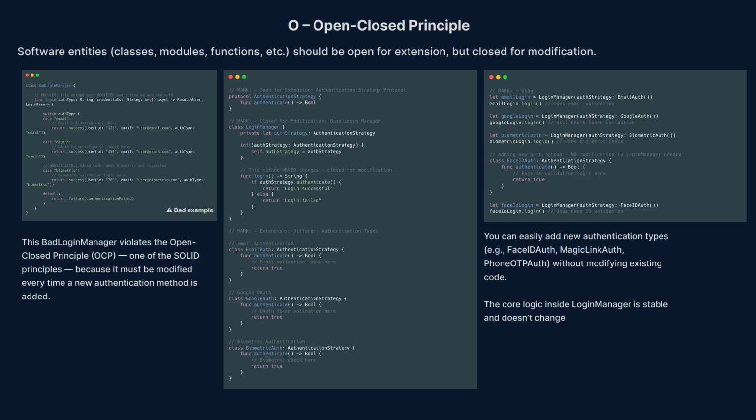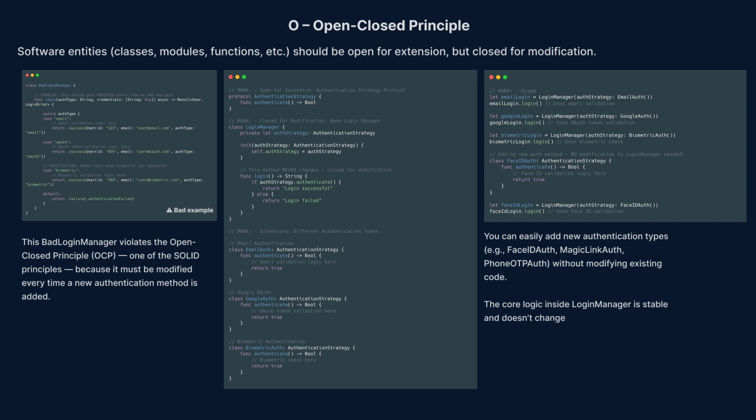The open-closed principle, OCP, states that software entities like classes, modules, and functions should be open for extension but closed for modification. A bad login manager typically violates this principle because it needs to be modified every time a new authentication method, like Google, Facebook, or biometrics, is introduced.